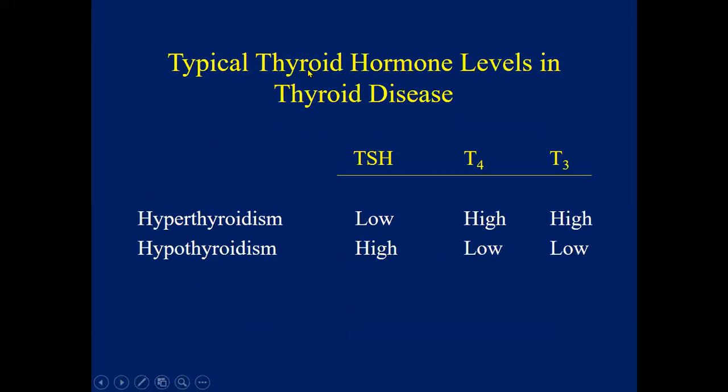Now, these are the typical thyroid hormone levels in thyroid diseases. Just keep in mind, this is TSH, T4, T3. In hyperthyroidism, TSH will be low, T3 and T4 will be high. In hypothyroidism, TSH will be high and both hormones will be low. If you keep the picture in mind of the pituitary and the thyroid, the action of TSH on the thyroid gland, production of T3 and negative feedback, then you can well imagine what the picture will be in different conditions.